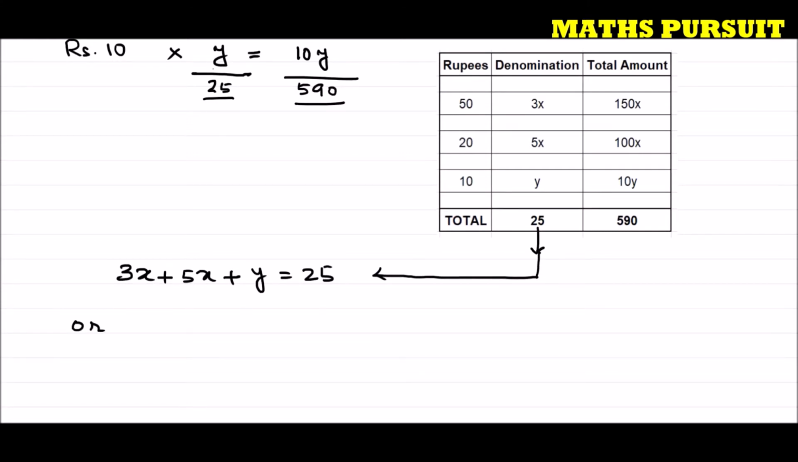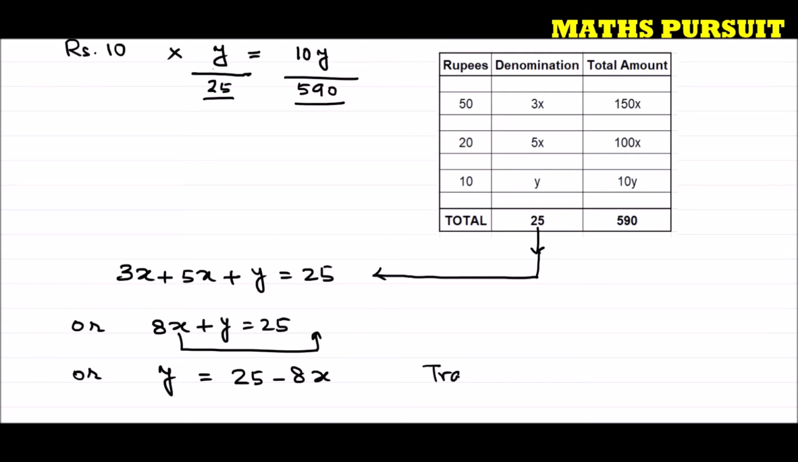Or I can write 8x plus y is equal to 25. Or I can write y is equal to 25 minus 8x. How? By moving this 8x to the right side of the equation, that means transposing. We very well know that if we transpose a positive number it becomes negative, and if we move a negative number to the other side, it becomes positive.